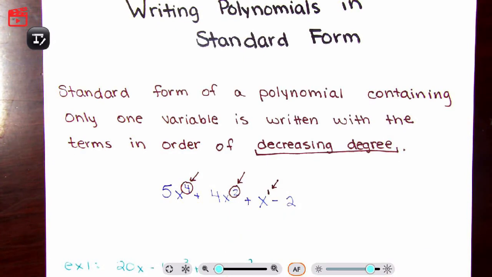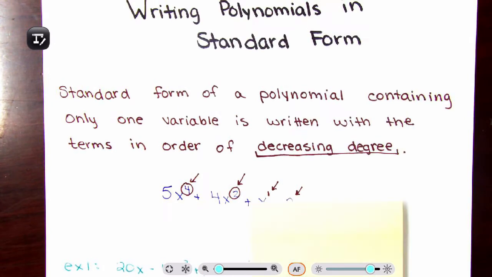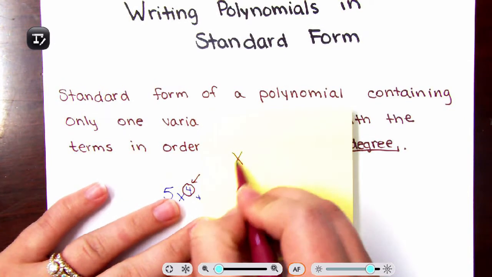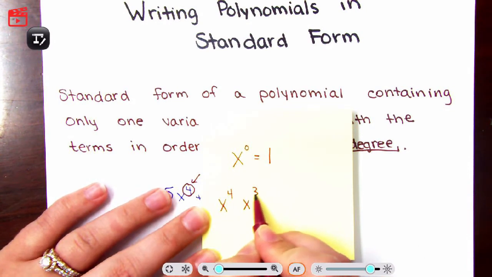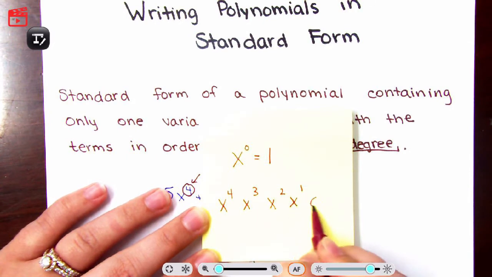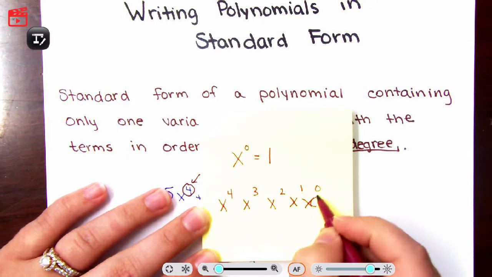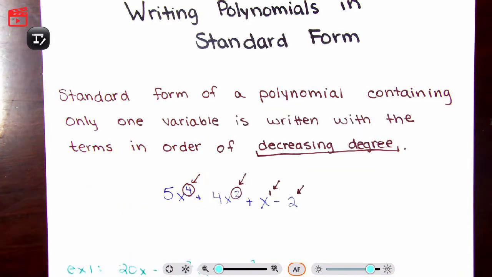so the last term is going to be your constant if you have it, meaning there is no variable, because technically that variable is there but it has a degree of 0. So anything with a degree of 0 is equal to 1. So our decreasing would be 4, 3, 2, 1, and 0. So in this case we have x to the 4th, x squared, x to the 1st, even though we don't show it, and then we have x to the 0 as a constant.